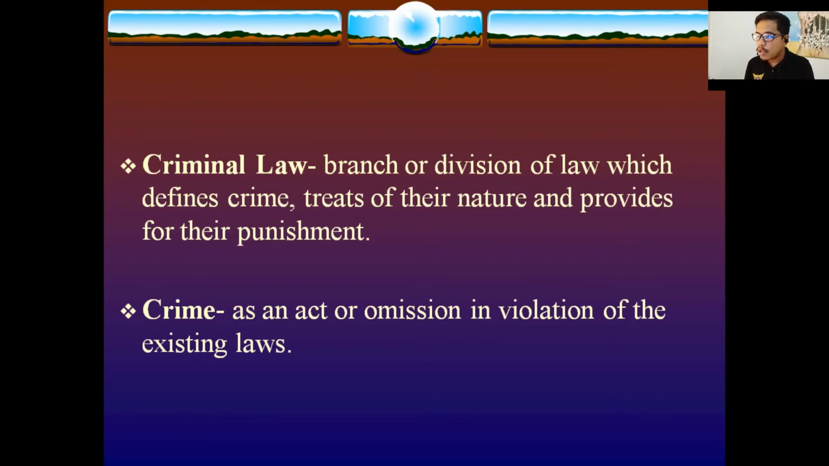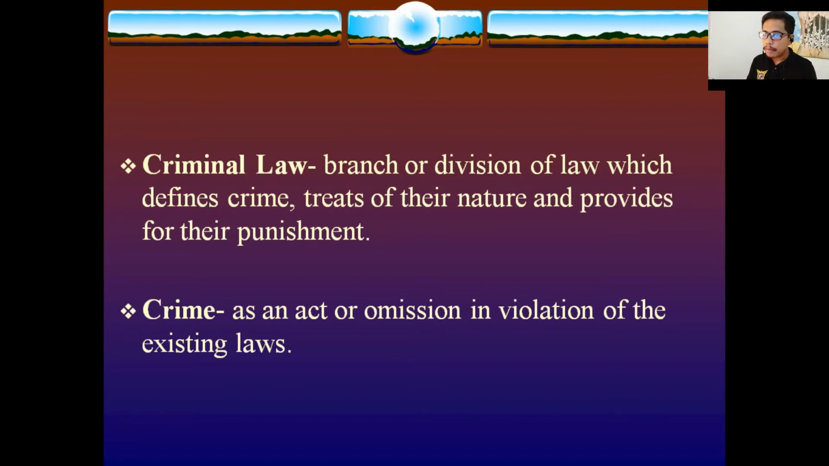Next is omission. When we say omission, this refers to our responsibilities to the government that we failed to perform. We have the responsibility, but we fail to perform it. For example, we failed to pay our taxes. Our responsibility is to pay taxes, but we failed to pay.